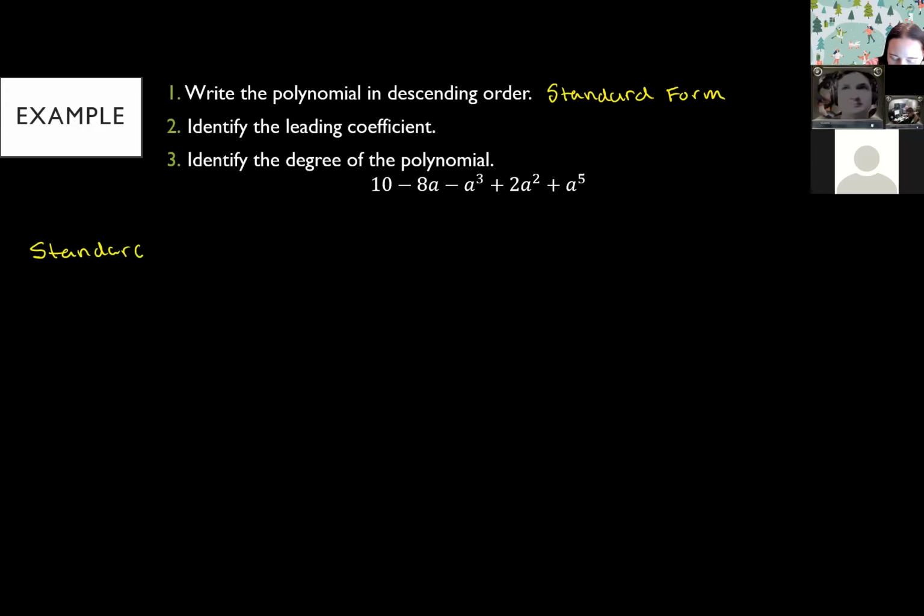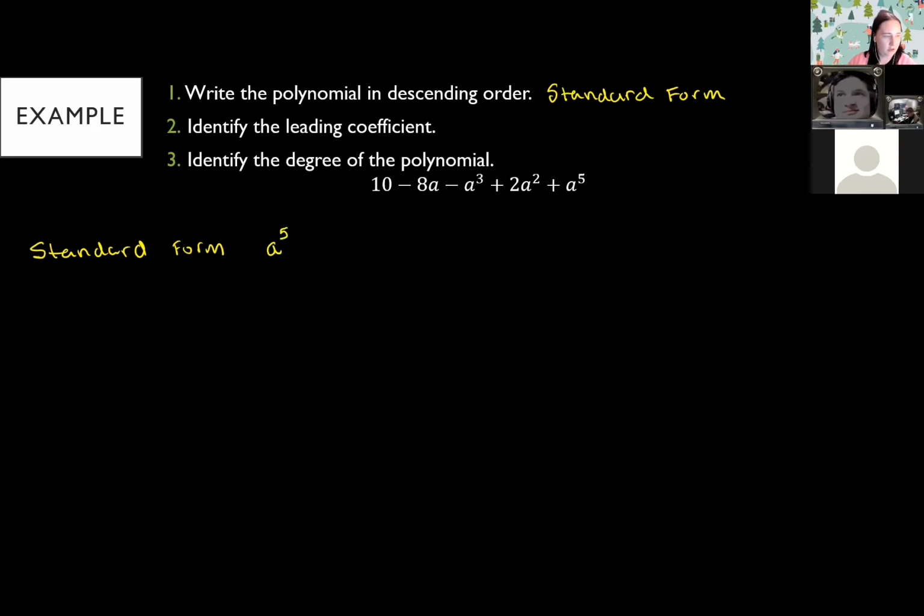So standard form is where you have the highest exponents first, and then you count down your exponents to put them in order from highest to lowest. And you need to make sure you pay attention to where the minus signs are because they travel with the term they're in front of. So we've got 10 minus 8a minus a cubed plus 2a squared plus a to the fifth. And so we've got our a to the fifth first.